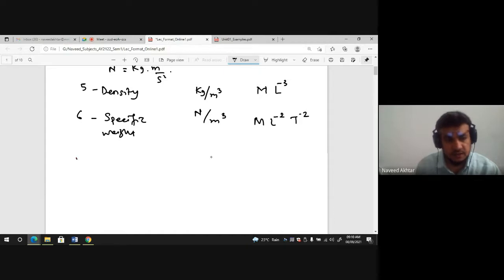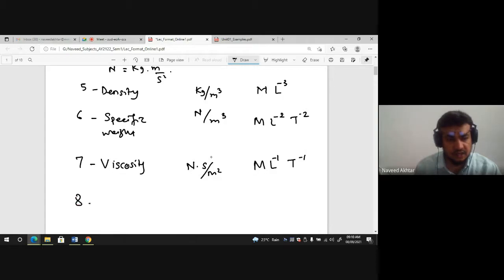Number 7, write down the viscosity. We generally denote viscosity by mu. It is measured in Newton second per meter square. The dimensional quantity for this is M L raised to minus 1 and T raised to minus 1.